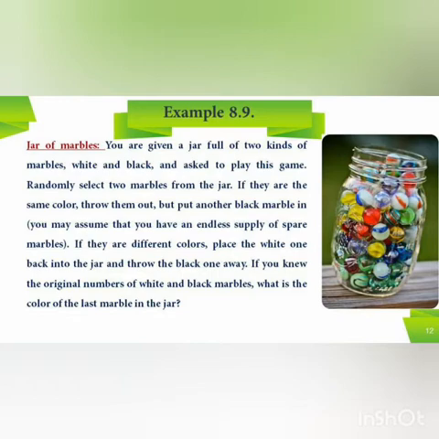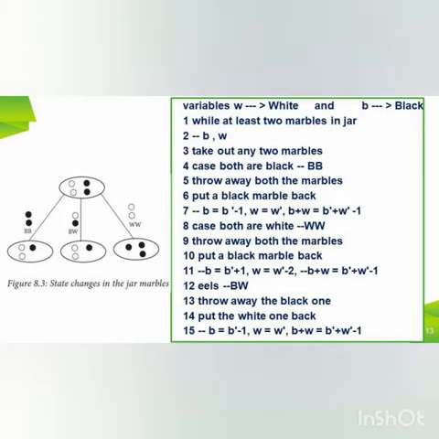Let's find out the solution to this problem. This is the diagram that shows how the state changes in the jar of marbles. So every time we take out marbles from the jar, the state changes. There are three combinations: BB, BW and WW. Here BB means both marbles are black, BW means one black and one white, and WW means both are white.